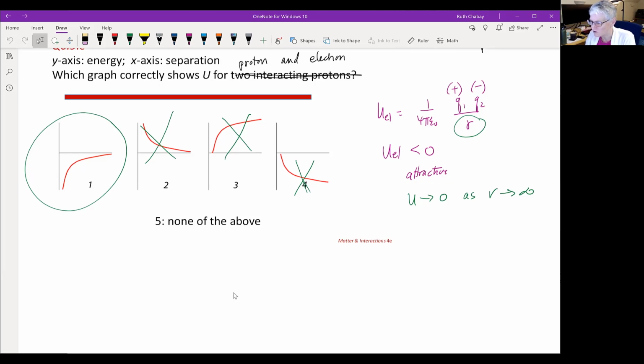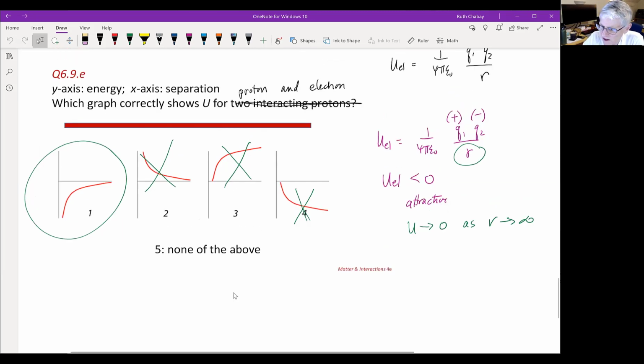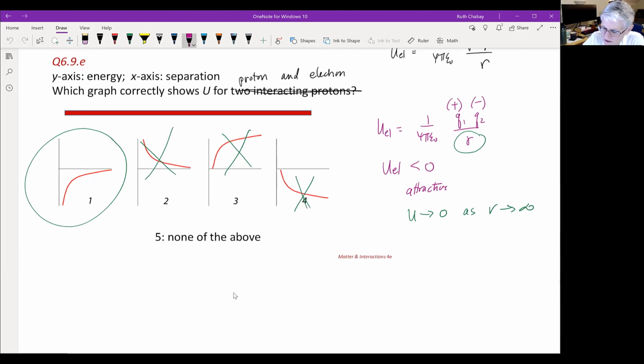So Chris, I don't know if your question was the same question. Why is it negative? This is not exactly the XY plane, because this axis is energy, and this axis is separation. So it's an abstract thing. It's just energy versus separation. It's not spatial. It's not X and Y.